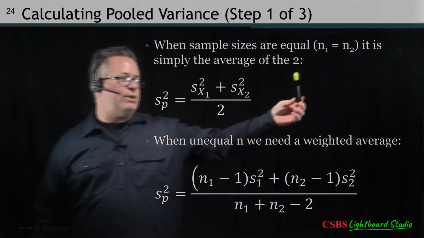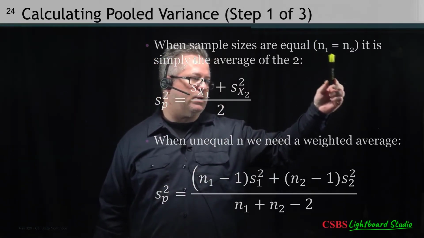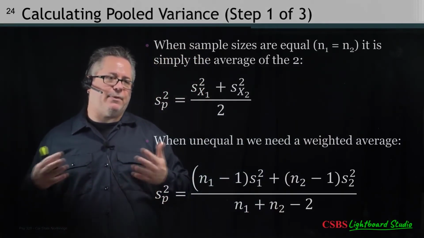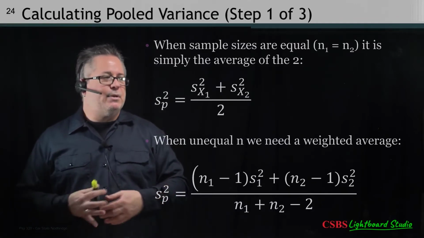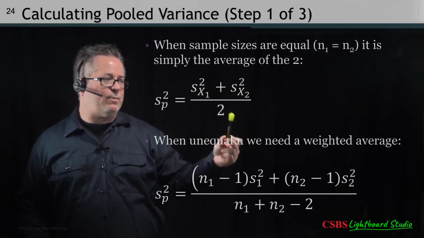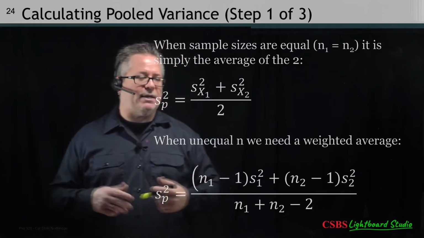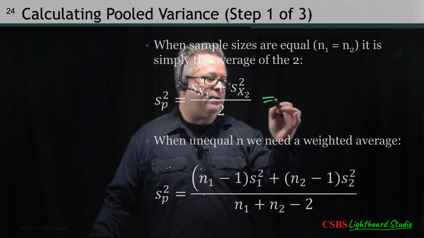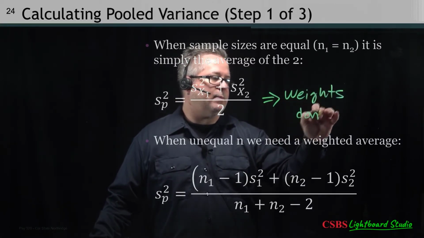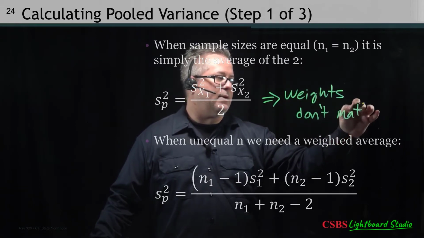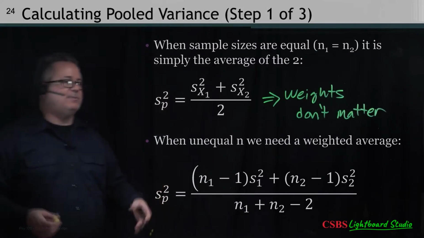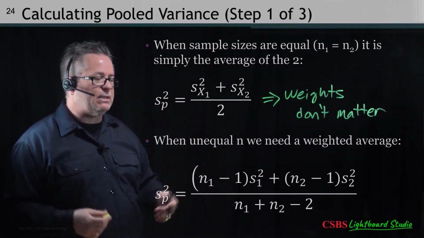By the way, one thing I should mention is if the n's are equal, if the n for sample 1 and the n for sample 2 are equal, you can bypass a lot of this, because when you go to weight them, the weights are the same, so the weights don't really matter. So if the n's are equal, I can just pool variances by simply adding the 2 variances together and dividing by 2. There's no point in weighting the 2 different samples, because the weights are equal. We can just add them together and divide by 2. That's easy.